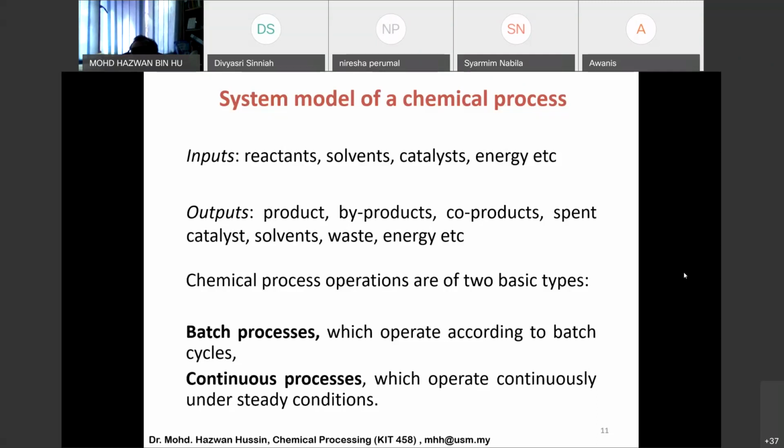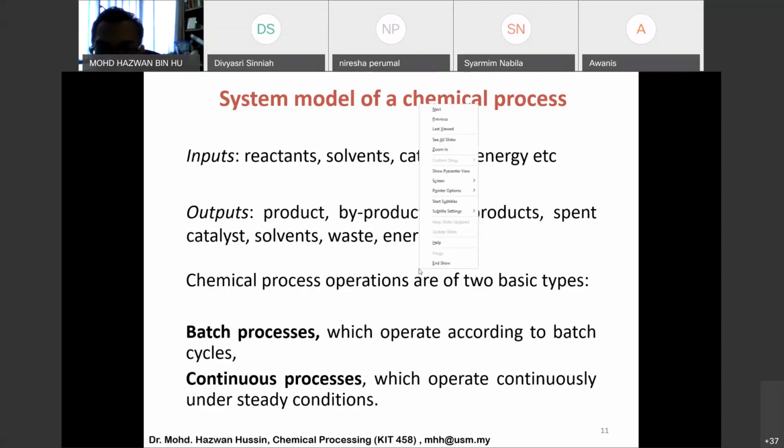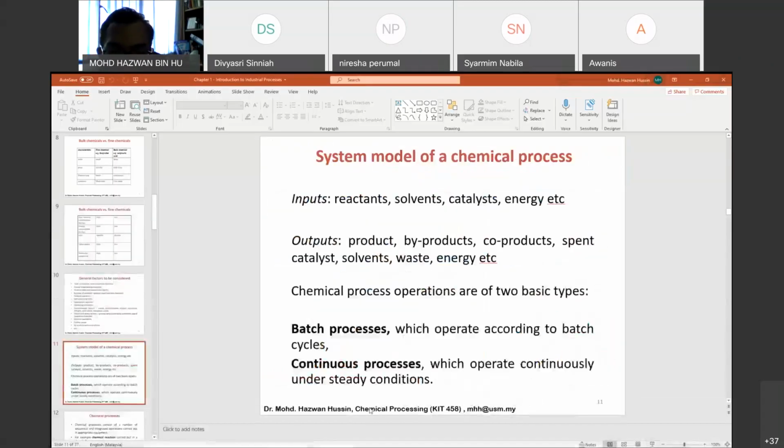So what is the difference between byproducts and co-products? Anyone knows? Siapa-siapa tahu? Anyone can give an answer for that? What's the difference between co-product and byproduct?